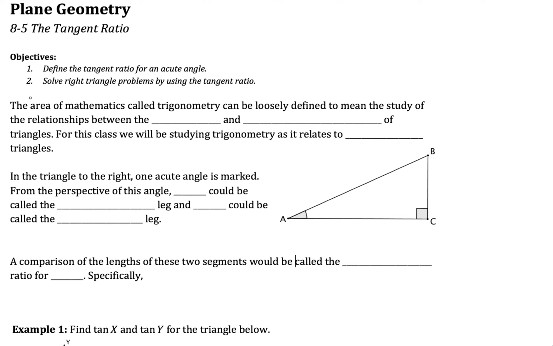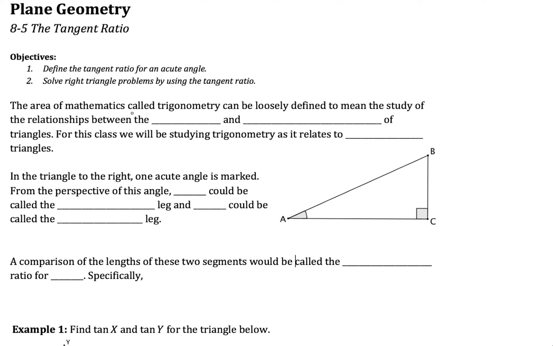Hello everybody. For this video we're going to be taking a look at a new concept called the tangent ratio, and we're going to take the section 8-5 note sheet and break it into two parts. This will be part 1 of the 8-5 notes, where we will define the tangent ratio for an acute angle. In part 2 we'll work on the second objective, which is solving right triangle problems by using the tangent ratio. So, first of all, a little background information.